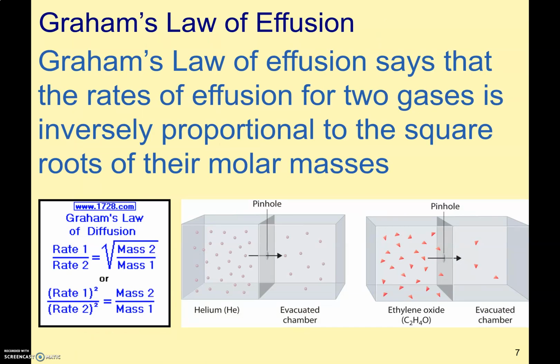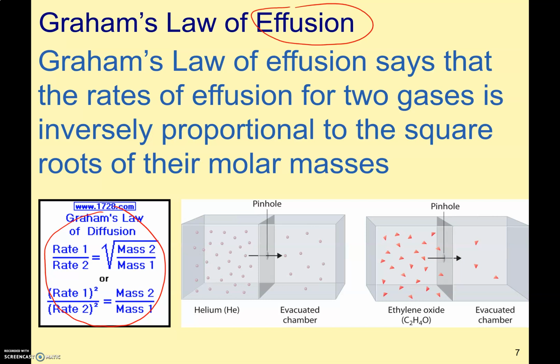So luckily here, we do not need to do any math, okay? So this is the equation, but they don't actually ask the math part of this equation. They just ask you to understand the concept, okay? So Graham's law of effusion, and remember effusion is how fast particles will move through a hole in a container, says that the rates of two gases are inversely proportional to the square roots of their molar masses.